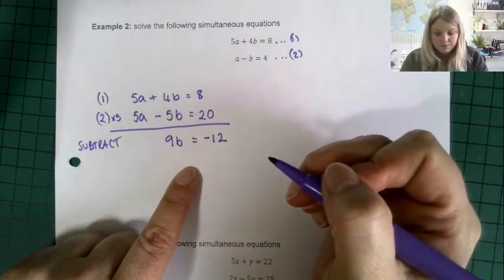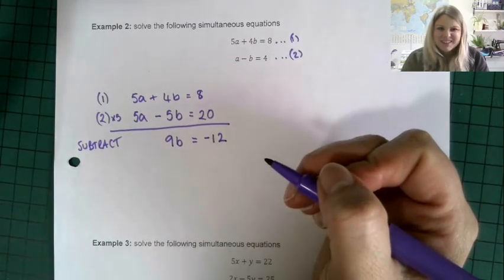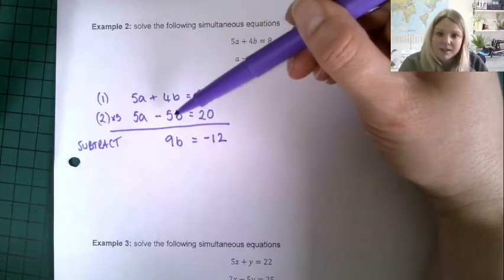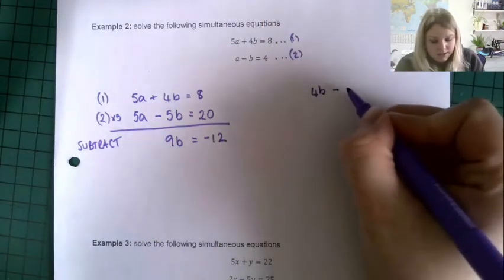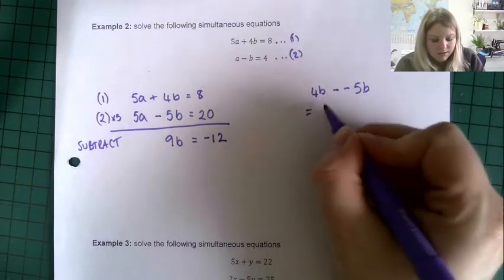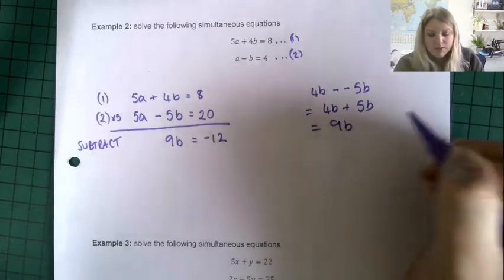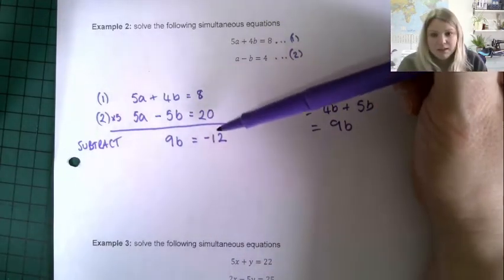Okay, make sure you're happy enough with that, because there's so much room for wee mistakes to happen there. So 4b take away minus 5b is the same as, I'll write it out over here, 4b take away minus 5b is the same as 4b plus 5b, which gives me 9b. And then another common mistake here is that people will think that this isn't allowed to be a negative.